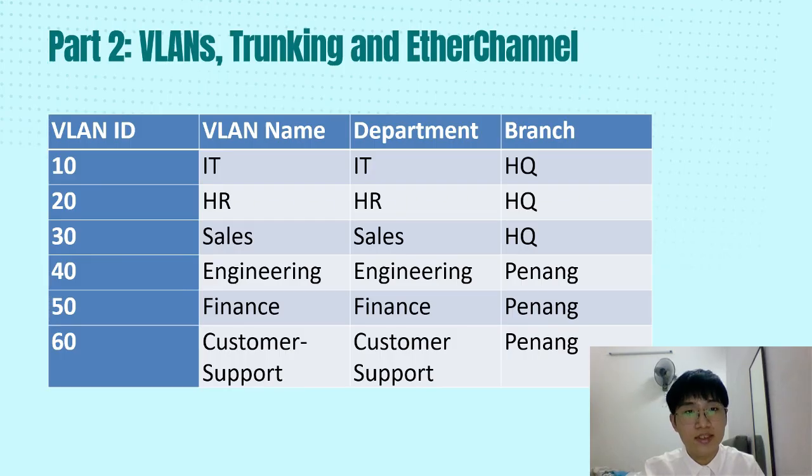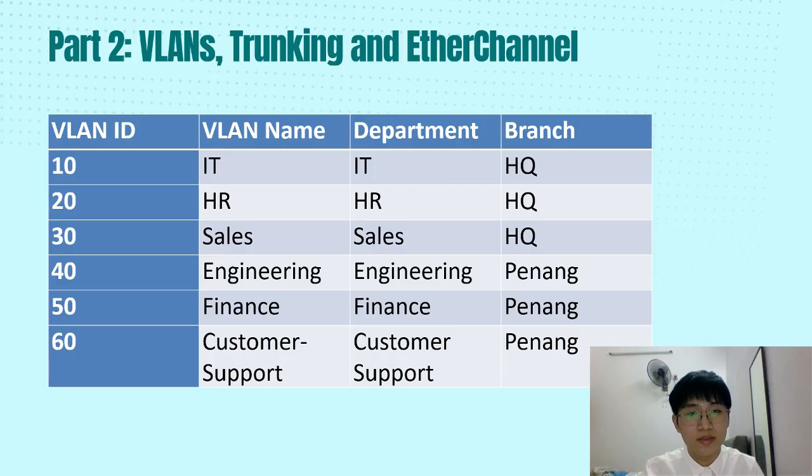My name is Lim Xue Shen. I will now present Part 2: VLANs, trunking, and EtherChannel. In this part, we segmented the network using VLANs, enabled communication between different VLANs using trunking, and improved performance and redundancy using EtherChannel. First, we created 6 VLANs based on the departments given in the project scenario.